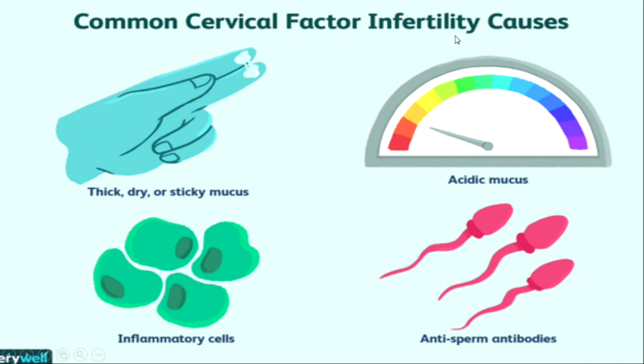Di ba, we have common cervical factors that cause infertility. Yung una, thick, dry, or sticky mucus, acidic mucus, inflammatory cells, anti-sperm antibodies. So, yung important na malaman nyo dito is that yung pinoproduce ng seminal vesicle natin, yung prostaglandin, it aids sperm movement dun sa cervical mucus natin. Okay? So, parang it aids fertilization. Parang pine-prevent niya tong mga factors na nagko-cause ng infertility. Okay?